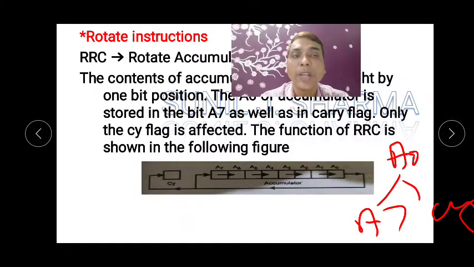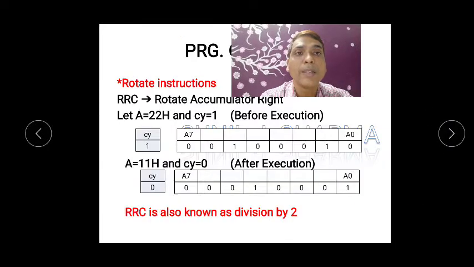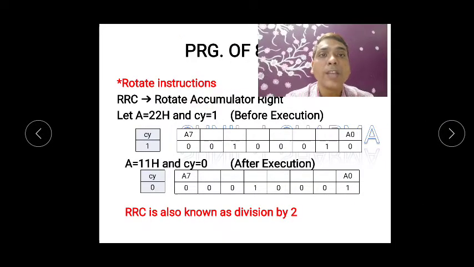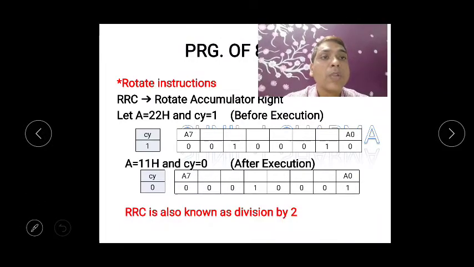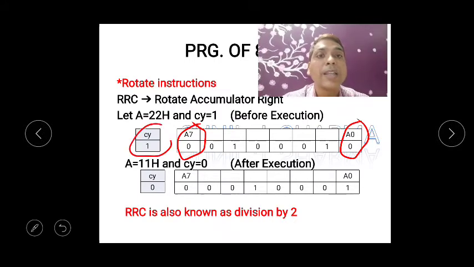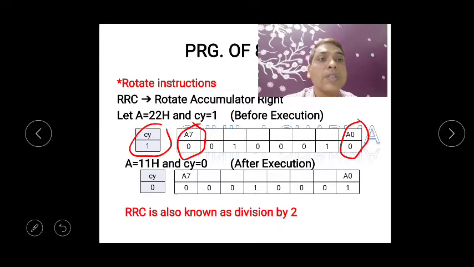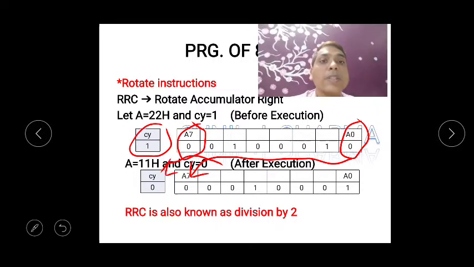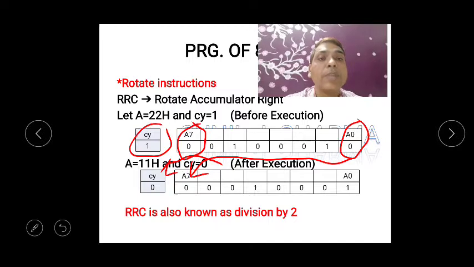You will understand it very properly when I show you one example. Can you see this is RRC, rotate accumulator right. Let the accumulator value be 22 and carry be 1. This is before execution, so I have written it in binary. Can you see this is 2 and this is 2. Now what happens in this case is whatever the value is here, that will be given to A7 as well as to carry. So can you see, this has gone here as well as here. Both the places it has gone. Can you see the carry value has been changed to 0.